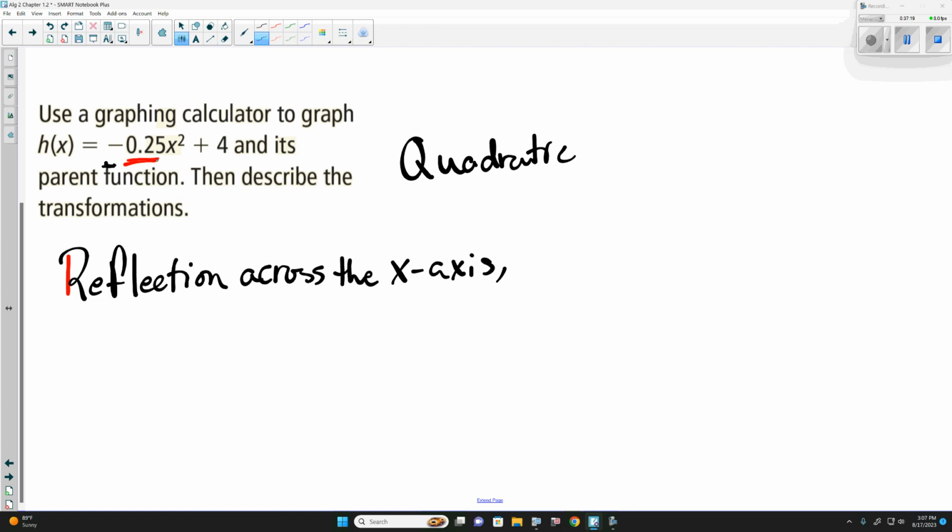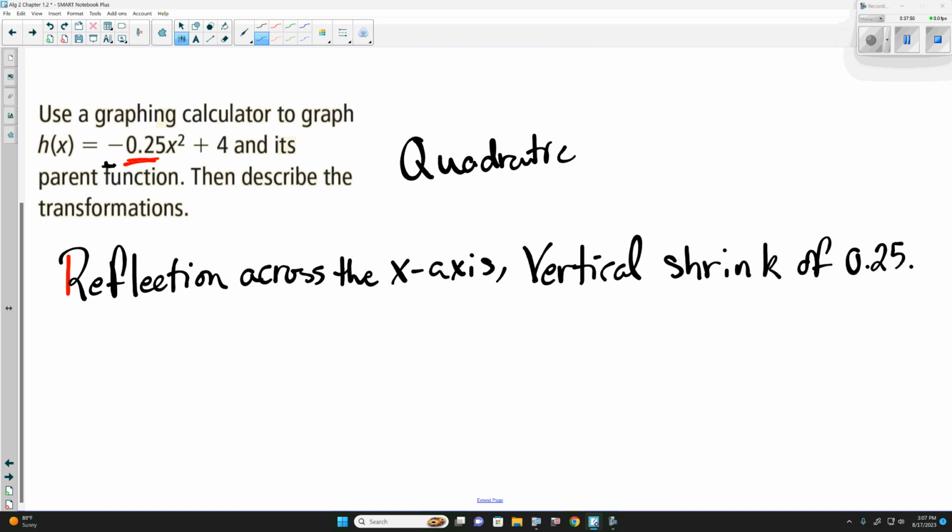Yes, because we've got the 0.25. Because a's sign, if it's negative, tells us a reflection. a's value gives us the vertical stretch or shrink. Does that make sense? So a has two components. It has the reflection if it's negative, stretch or shrink if it has a value other than 1. Now this one here would be a vertical what? Of? And last but not least, k, which is?